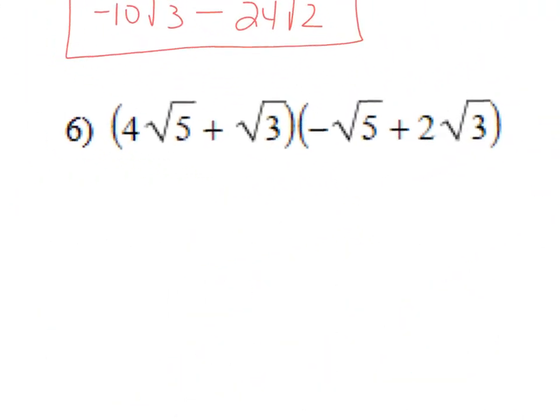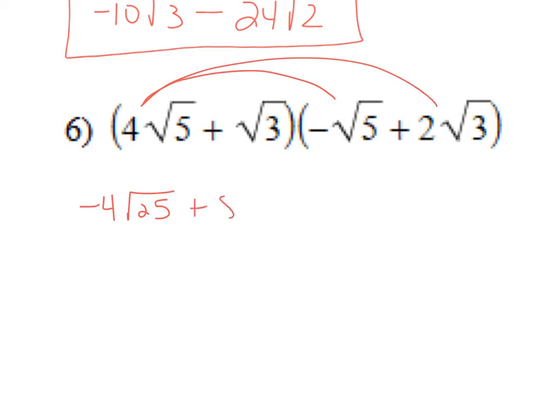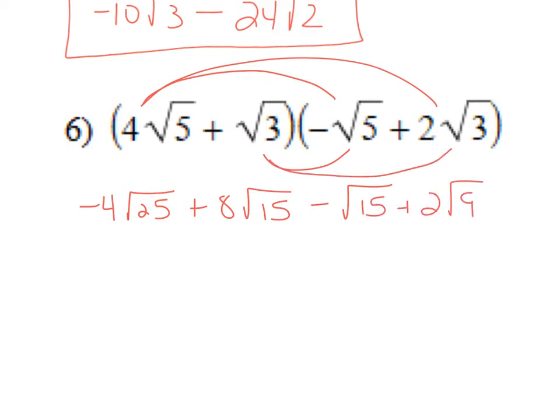Okay, on number 6 here, I'm going to go ahead and distribute. So I get negative 4 root 25 plus 8 root 15 minus the square root of 15 and plus 2 square root of 9. Now the square root of 25 is 5, so negative 4 times 5 would be negative 20. It'll be the same thing here. The square root of 9 is 3, so 2 times 3 is 6.